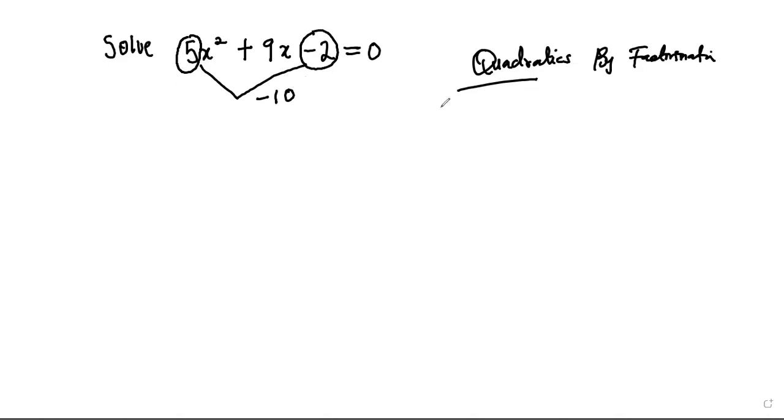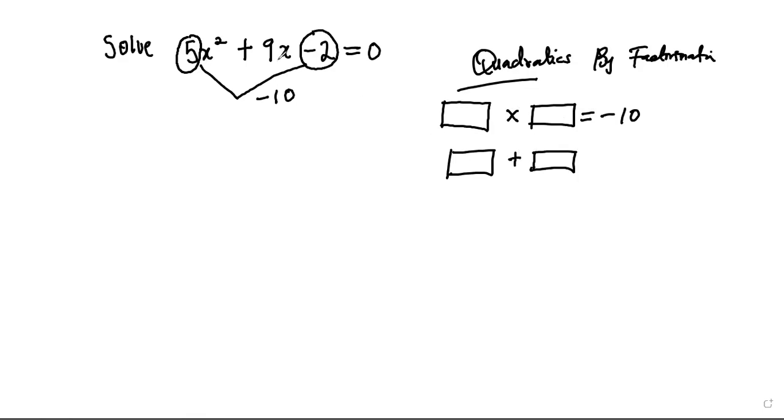And right now, you're looking for two values such that when you multiply these two values, you will get minus 10. And when you add these same values, you will get the guy in the middle, that's the positive 9. So what could be these values? Now think of it.